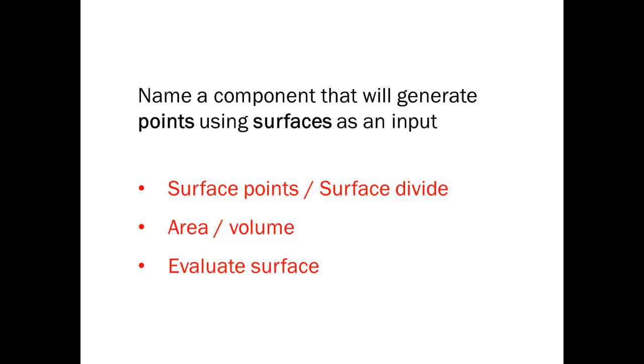Remember that rigmarole, if we want to get things to actually flow along a surface, we can evaluate a surface to find things near it, and we get points on the surface.